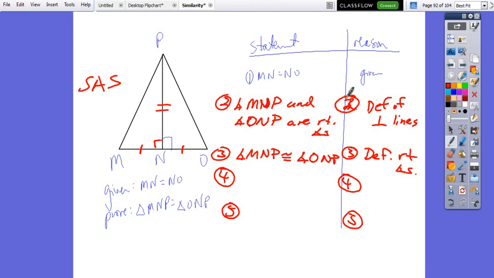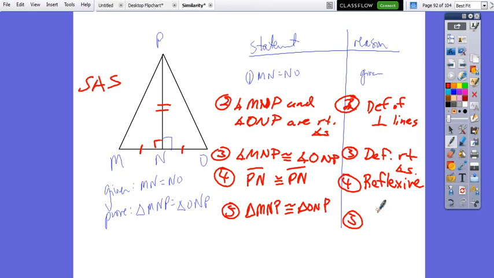Then, in step 4, we can say that PN is congruent to PN, and that is by the reflexive. All you have to do is say reflexive. Reflexive property. It's equal to itself, congruent to itself. And then last, the proof statement: triangle MNP congruent to triangle ONP by side angle side.